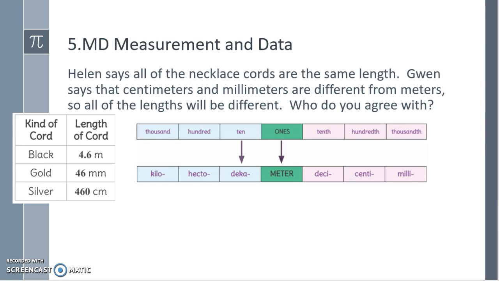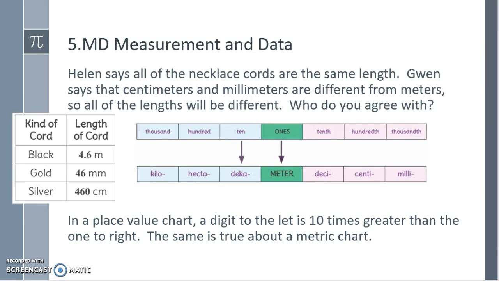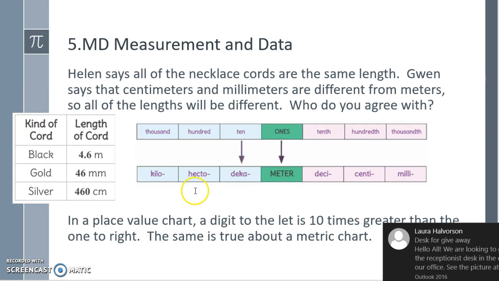So I have our regular place value chart, and then below it I have a meters chart. Notice that they're color coordinated and the exact same operations will be happening. A digit to the left is 10 times greater than the one to the right. This is true about a metric chart as well.